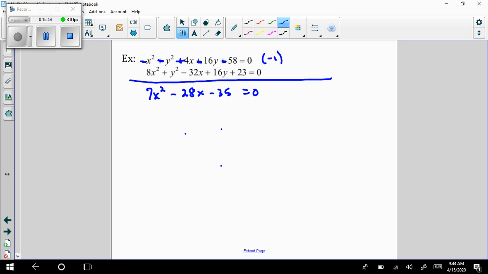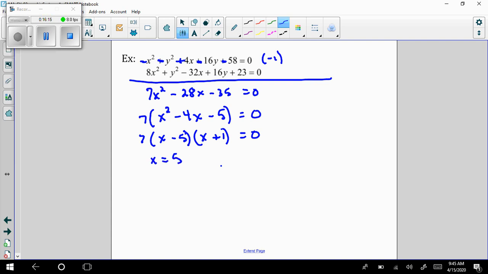So I'm left with a quadratic in terms of x. There's that GCF again of 7. Factor the quadratic, multiply to -5, add to -4, so x minus 5, x plus 1 equals 0. So here I get two solutions, x equals 5, x equals -1.